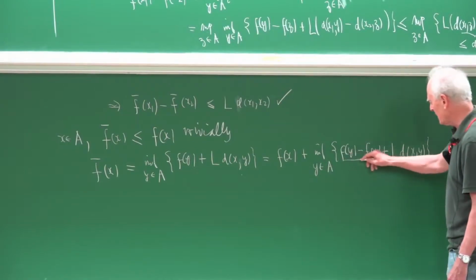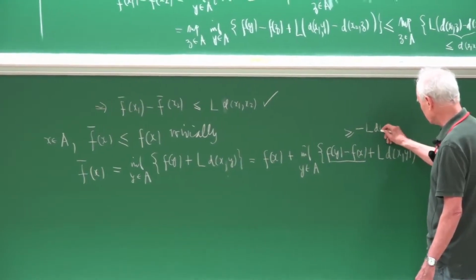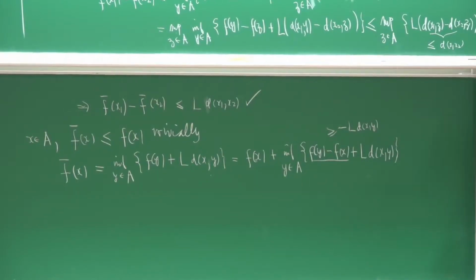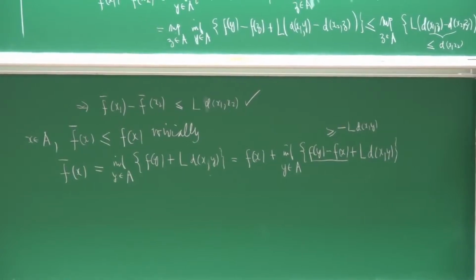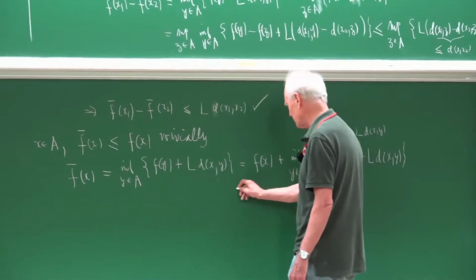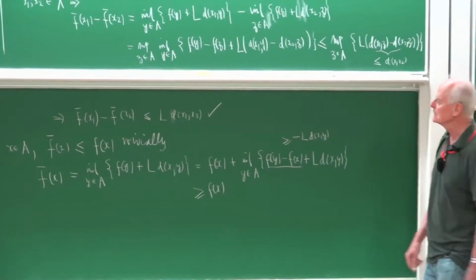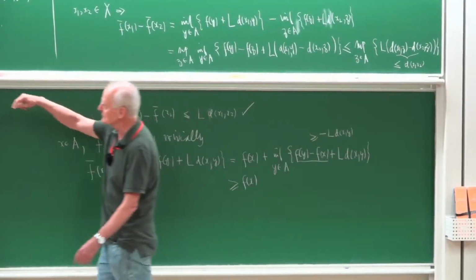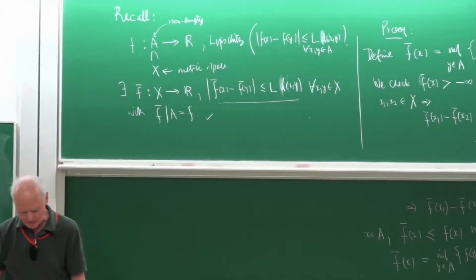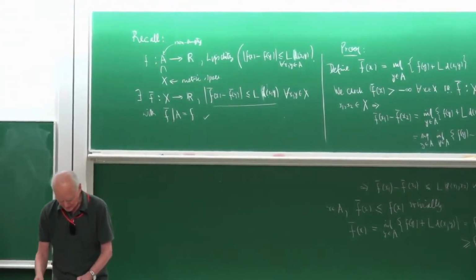And then this guy is bigger than or equal to minus L times the distance from x to y, because that's the Lipschitz condition. Without the absolute value, you get that inequality in particular. So that these cancel out, so that's bigger than or equal to 0. So this is bigger than or equal to f of x. There we are. So you get both inequalities, and indeed this is true on the original set A. So that's a nice extension theorem, and we'll make use of it from time to time as we go along.